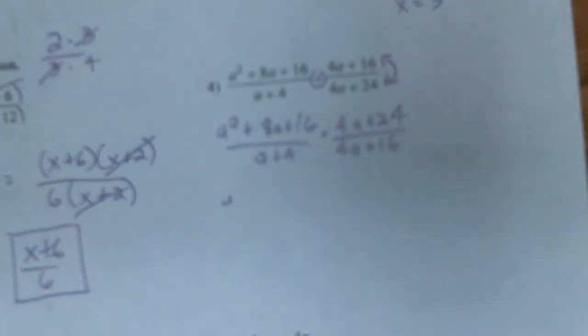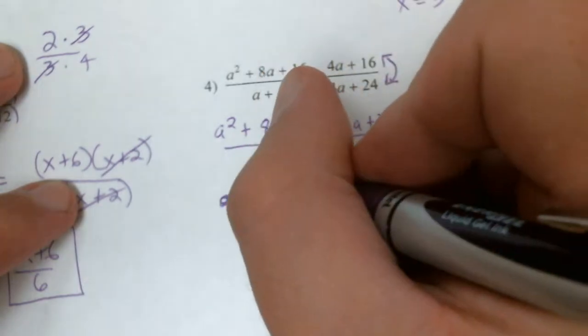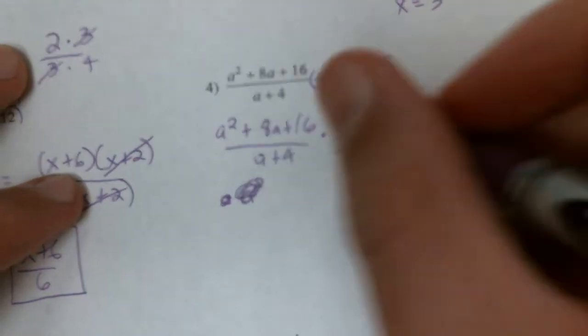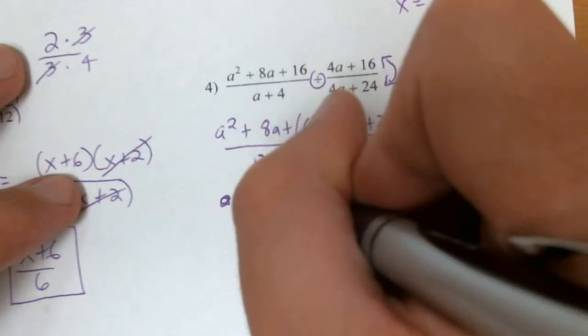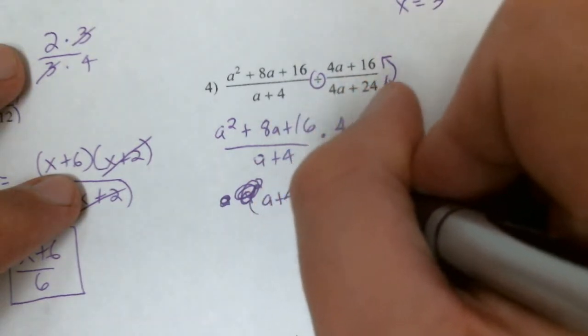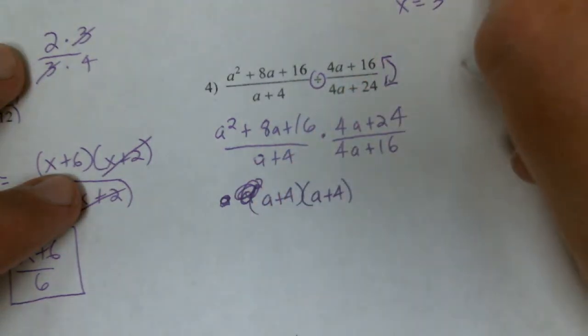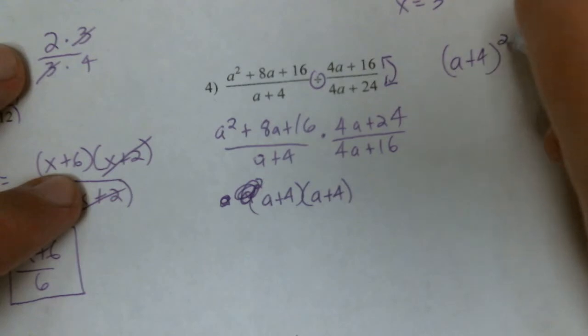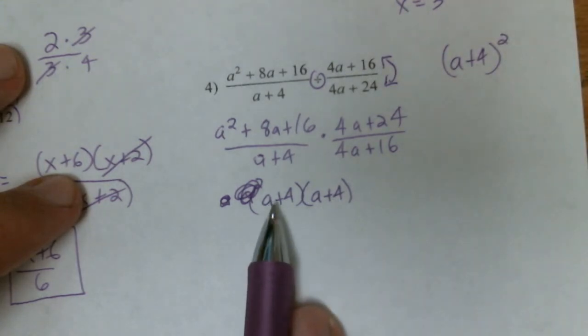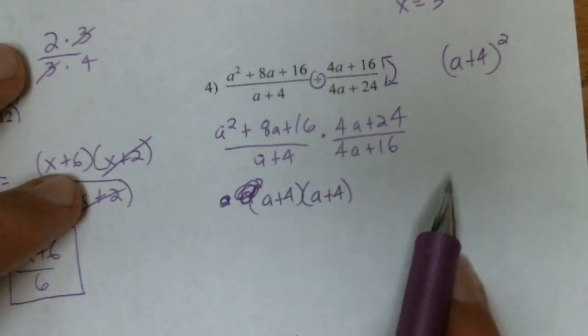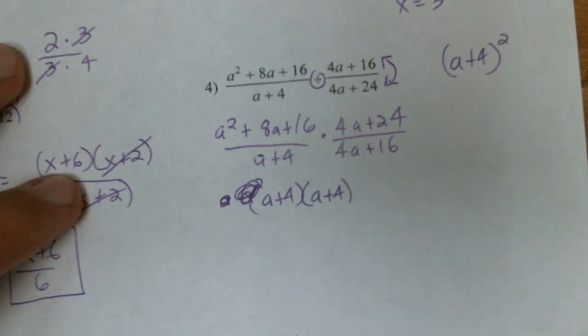I'm going to separate this into a plus 4 times another a plus 4, instead of writing a plus 4 squared. The reason why I'm doing that is because I want to be able to see each of these binomials separately so that I can figure out whether or not I can cancel one of those guys.